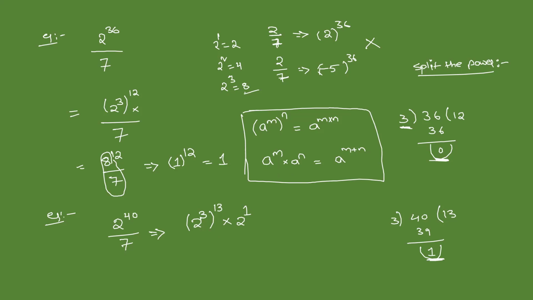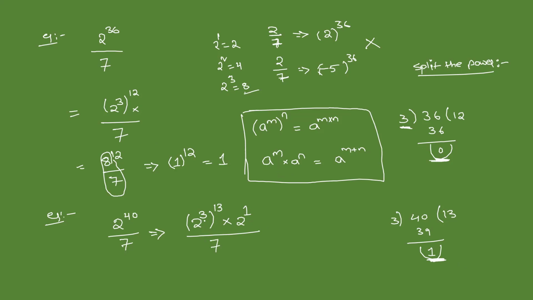So we will apply this logic. 3 13s are 39, 39 plus 1 is 40. I am splitting in this manner. In the previous case, we didn't have any remainder, we got 0 as the remainder, so we didn't bother about it. But in this case we have a remainder, so I have taken 2 power 1 here. For example, if while calculating you got a remainder 2, I will take 2 square here. In that manner.